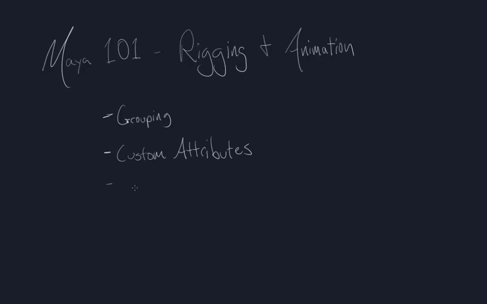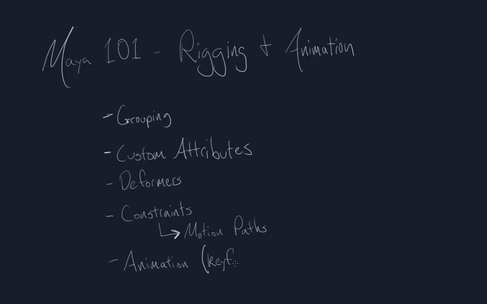So how to control stuff with your very own attributes. We're going to take a look at deformers. We're going to take a look at constraints. Make one object follow some aspect of something else. And kind of as a derivative of constraints, after a fashion, we're going to take a look at motion paths. And then finally, when all that's done, we're going to look at the concepts of animation. Specifically, keyframe animation. Okay, let's just go ahead and jump on into Maya.